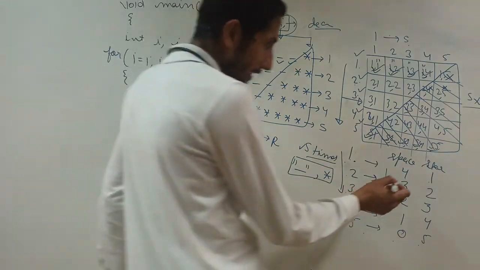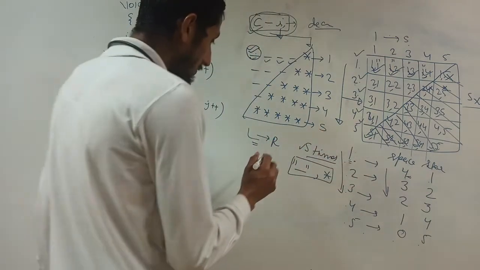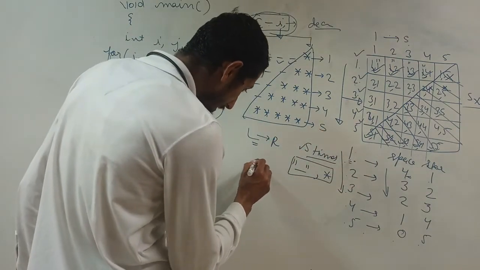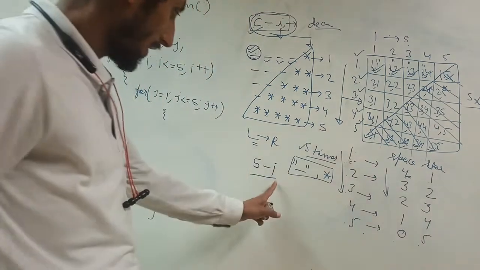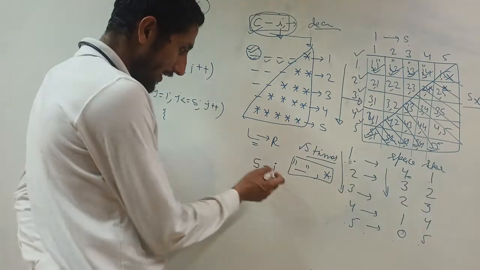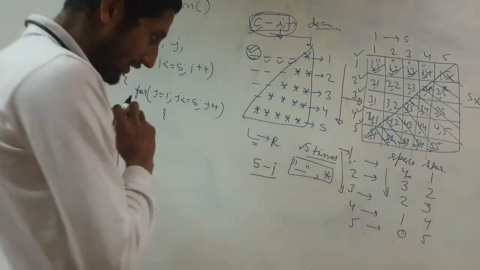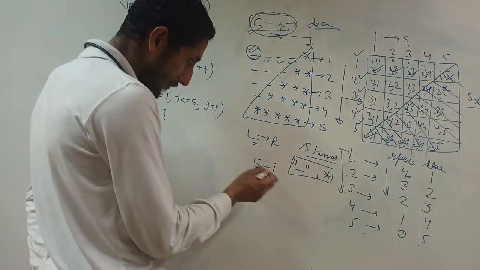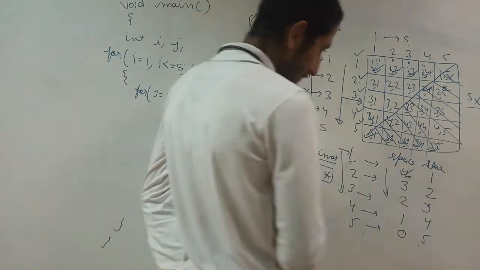So we have seen that I required 4 spaces. The value of I is 1. So if I write 5 minus I, what is the value of I? The value of I is 1 at the very initial, in row number 1. So it becomes 5 minus 1, which means 4. So it will give me 4 spaces.